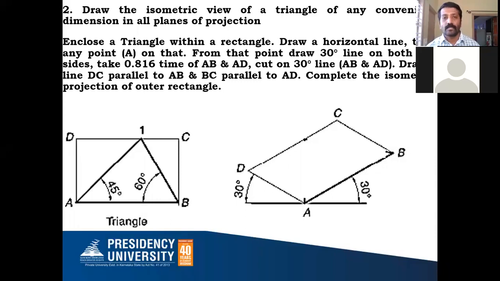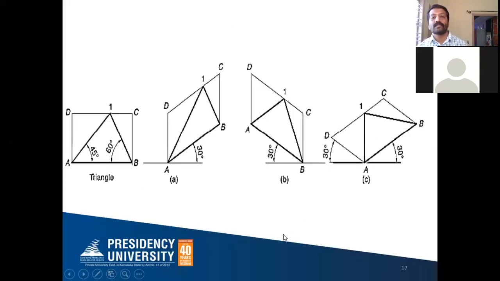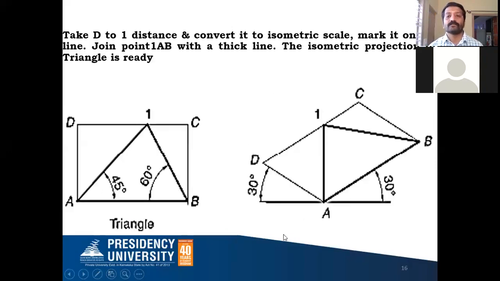So in the next step, I'll teach you how to draw the triangle inside the rectangle. The AB of your rectangle is the same as the AB of your triangle, correct? So AB is there as usual. How to get this point 1? You take D to 1 distance or C to 1 distance, any distance you can take from this rectangle, and convert this distance into isometric distance.